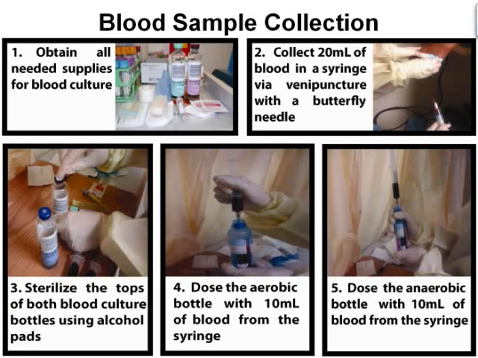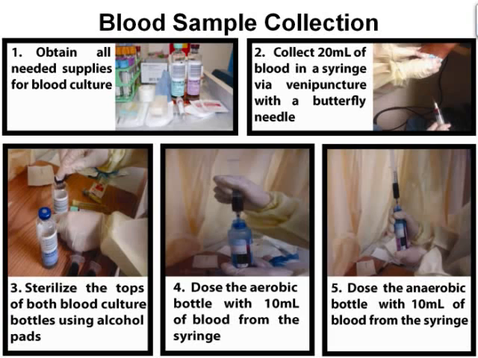The current method of blood sample collection that we employ at the University of California, Davis Medical Center is venipuncture, shown here in step 2, where 20 milliliters of blood is drawn into a syringe using a butterfly needle. The volume of blood drawn for infants is between 2 to 4 milliliters depending on weight. Some hospitals may use 2 separate syringes, drawing 10 milliliters of blood into each.